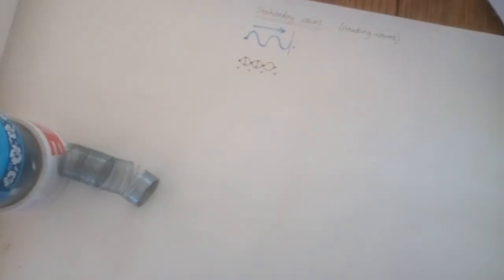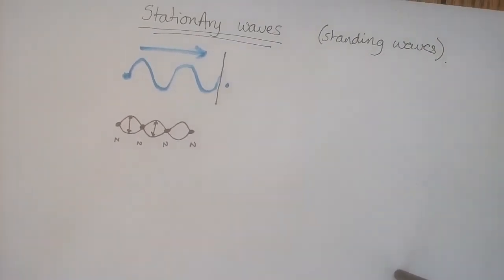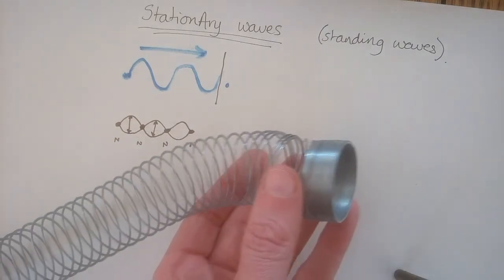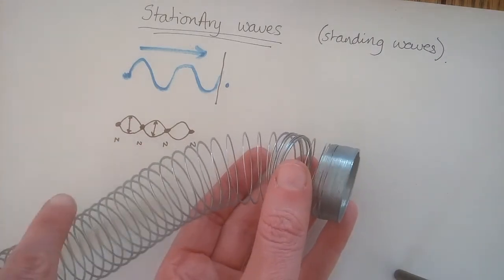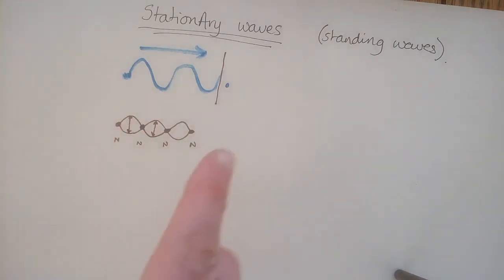Now, if I move it with a faster frequency, can you see I get a different pattern where the middle point doesn't move and I've got two points with maximum movement and in between points with in between movement. So that's what's known as a stationary wave. And what was happening there was the energy was going along the spring, and when it got to the end of the spring, it reflected back, and we got this pattern here.